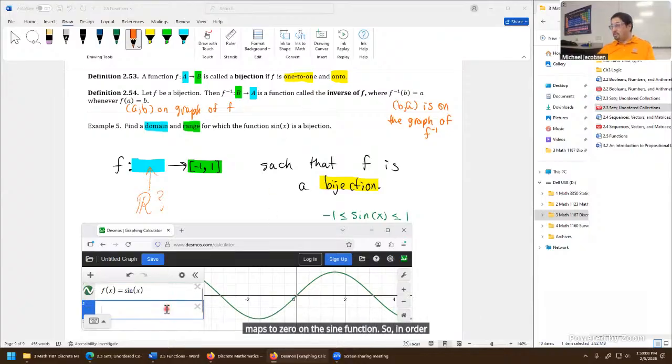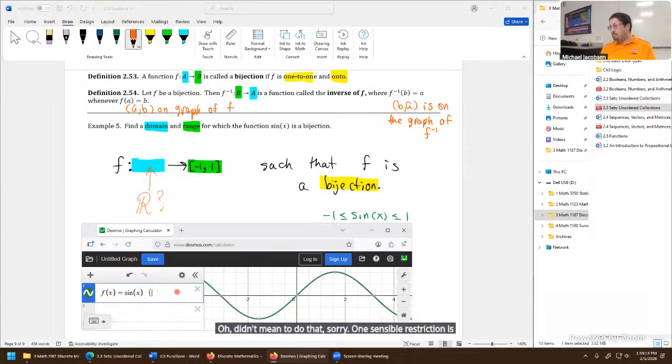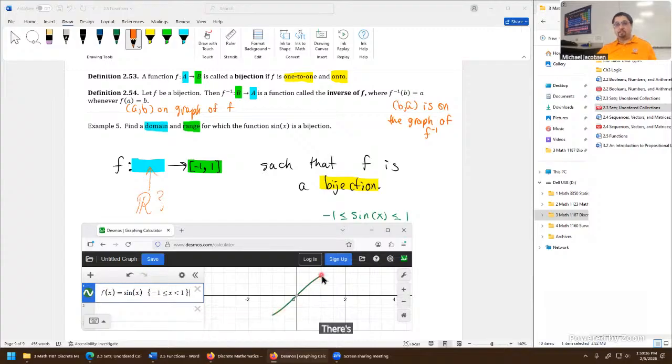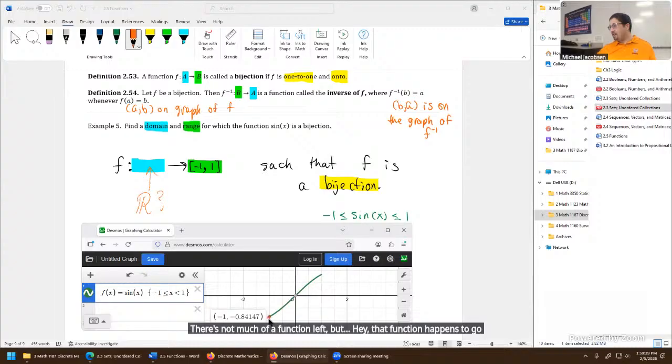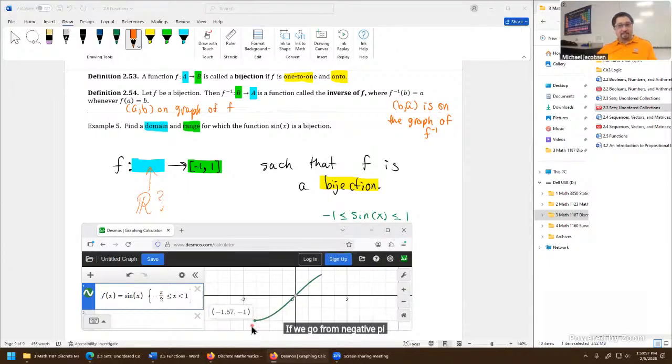So in order to get one-to-one, we have to restrict this. One sensible restriction is to go from the very bottom, because that picks our lower element, -1, for the range. So if we say -1 less than or equal to x, less than or equal to +1, there's not much of a function left. But x shouldn't be -1. Let me try again. How about -pi/2? That looks a little bit better. Sorry, I forgot my trigonometry for a moment.